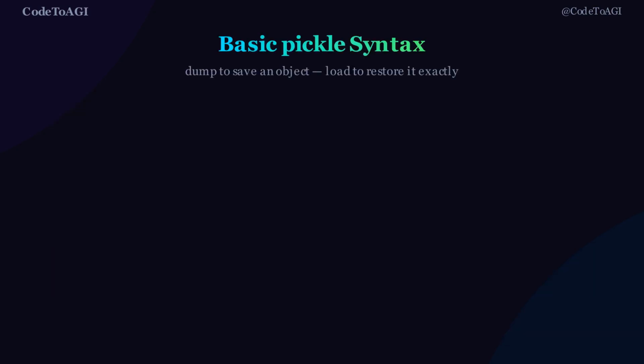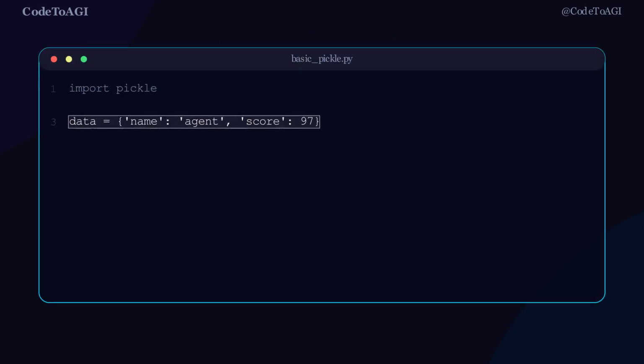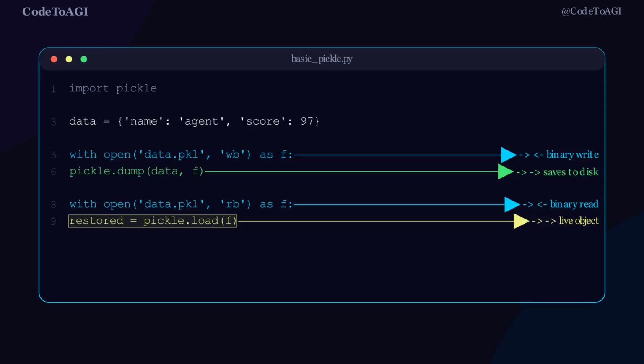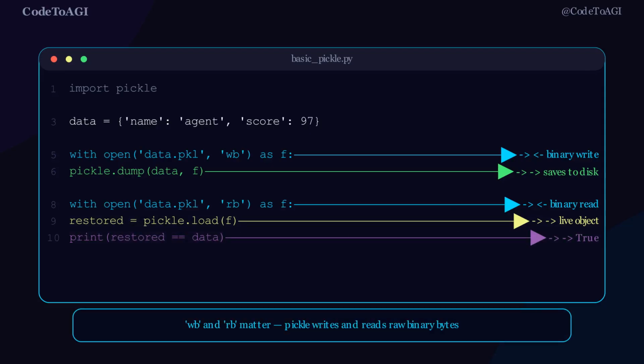The syntax has two halves, dump to save, load to restore. Pickle.dump writes an object to a binary file. Pickle.load reads bytes back into a live Python object. It works on lists, dicts, classes, almost anything. Always open the file in binary mode, wb not w. One call out, one call back, object preserved exactly.